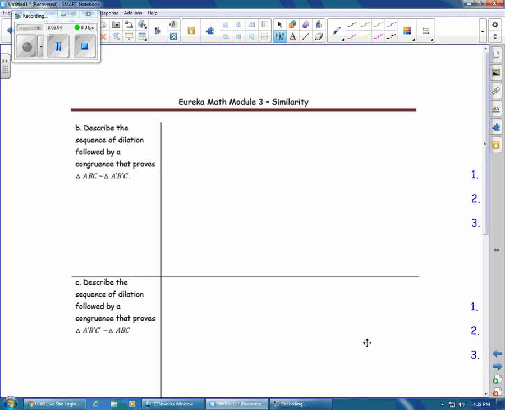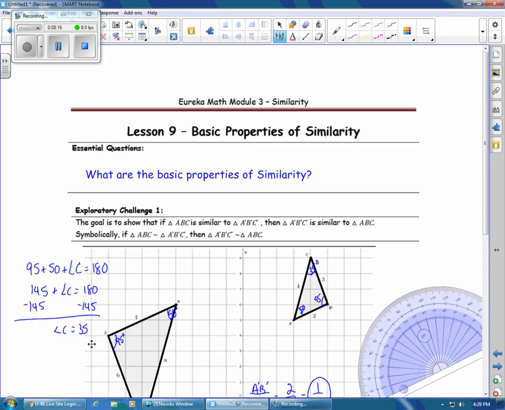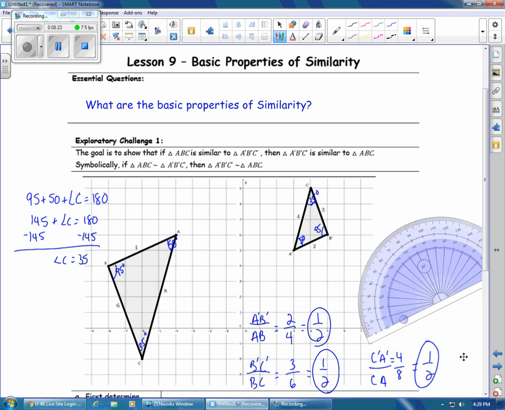So if I wanted to go ahead and describe the sequence of a dilation followed by a congruence that proves triangle ABC is similar to triangle A prime, B prime, C prime, what would I do? Okay, that's proving the big one is similar to the little one. So I would have to shrink my big one by a scale factor of 1/2. So first I'm going to dilate by 1/2. Then I would need to get them close together. Maybe I could draw a vector from A to A prime, and then I'd have to rotate around A until C mapped to C prime.